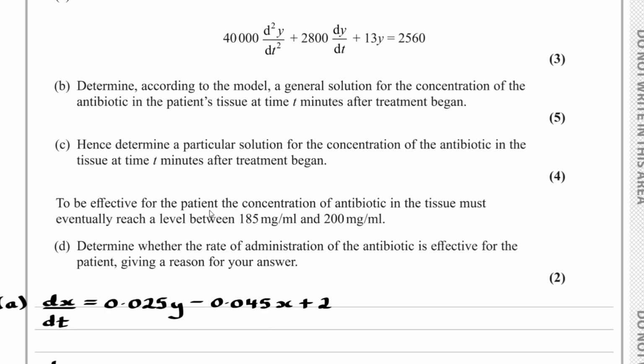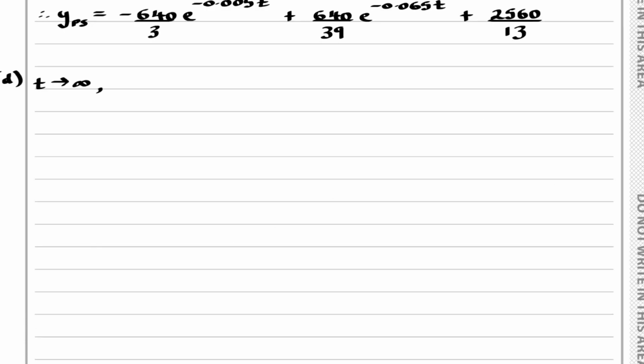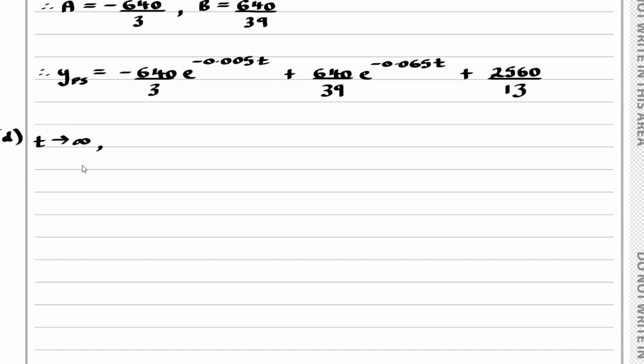To be effective for the patient, the concentration of antibiotic in the tissue must eventually reach a level between 185 mg per milliliter and 200 mg per milliliter. We have to determine whether the rate of administration of the antibiotic is effective for the patient, giving a reason for your answer. Well, because it talks about eventually reaching a certain level, what we need to do for part D is see what happens when t tends towards infinity.